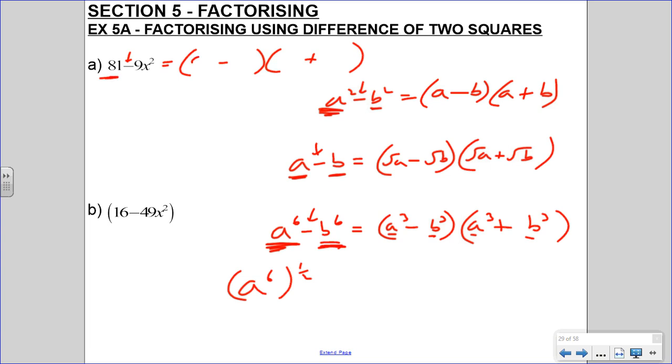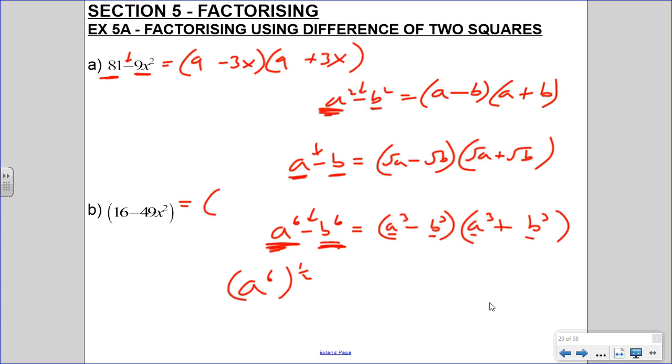Square root of the first thing, 81 is 9. Square root of the second thing, so 9x squared. The square root of 9 is 3. The square root of x squared is x. And it's done. Okay? It's written in your completeness, your difference of two squares form.